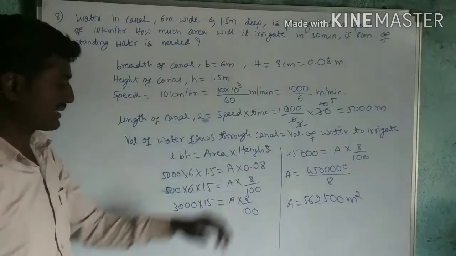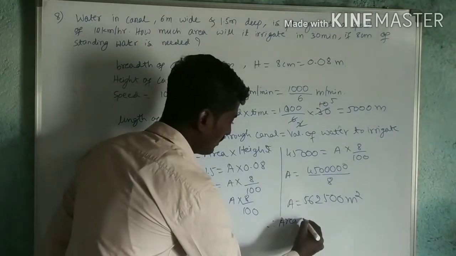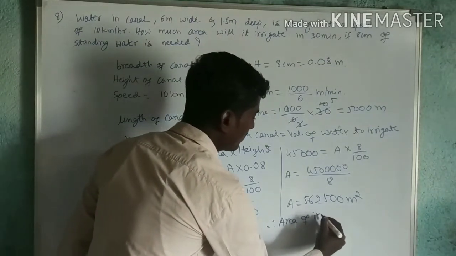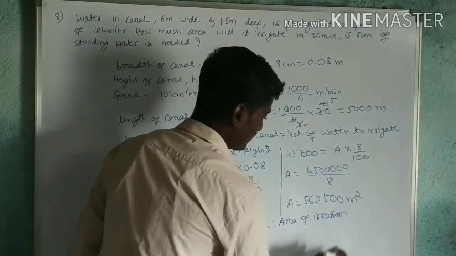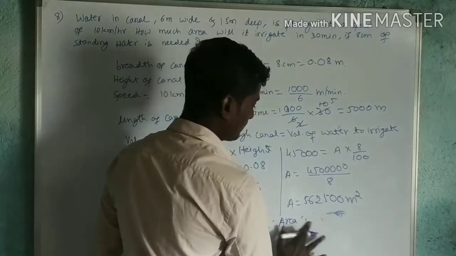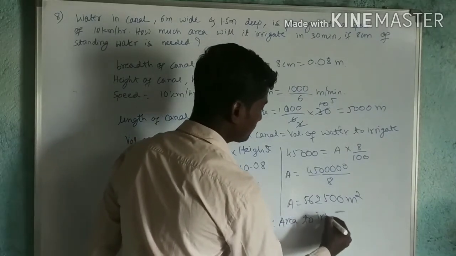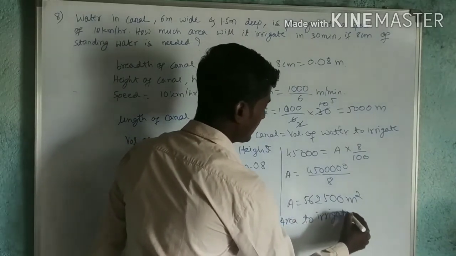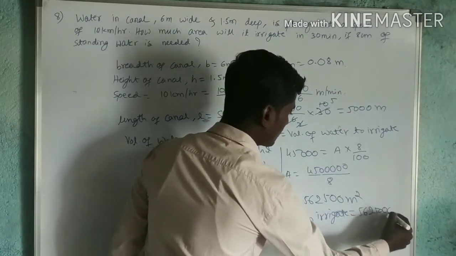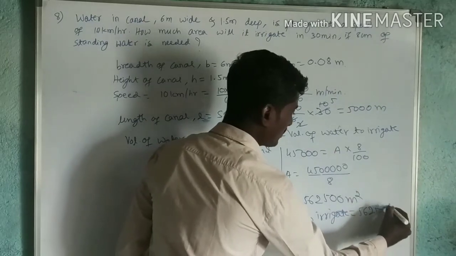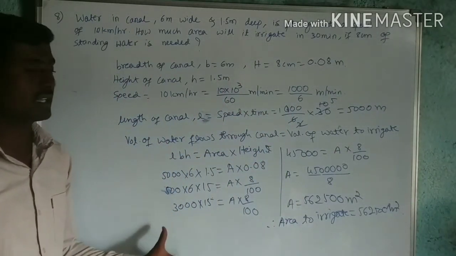Therefore, the area to irrigate, or area of irrigation, is equal to 562500 meter square. Okay, this is how we can solve it.